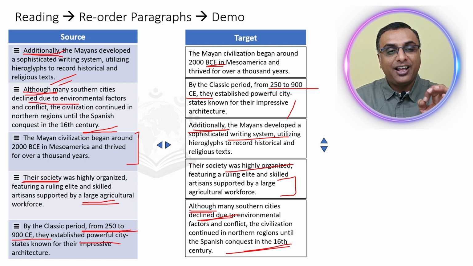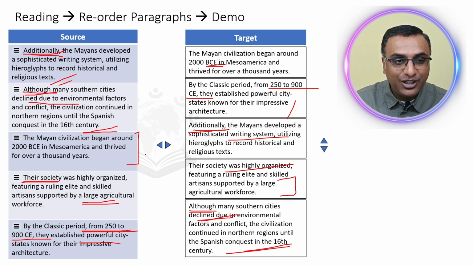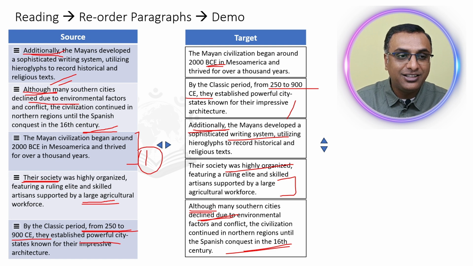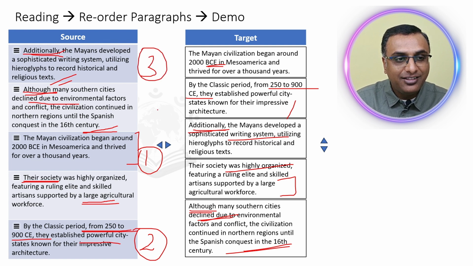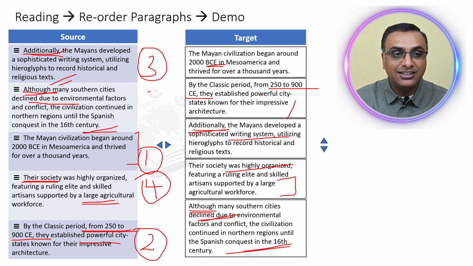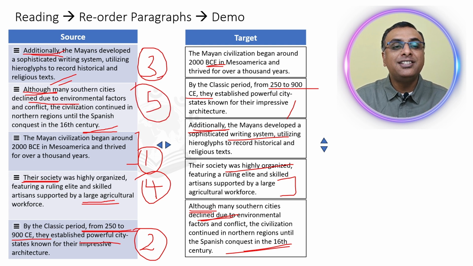So if I have to write the sequence over here, it could be the Mayan civilization. Then here it would be the second one, by the classic period. Then they are telling additionally more details. Then the fourth one would be their society was highly organized with skilled people. The last is this. So the order is 3, 5, 1, 4, 2.